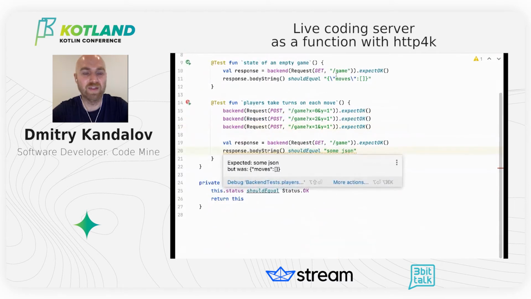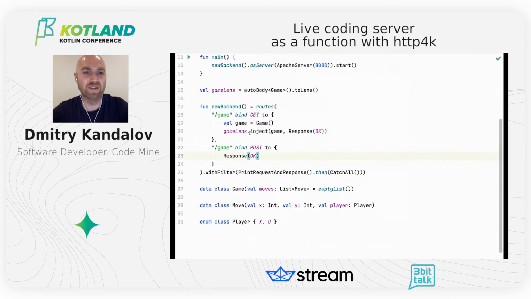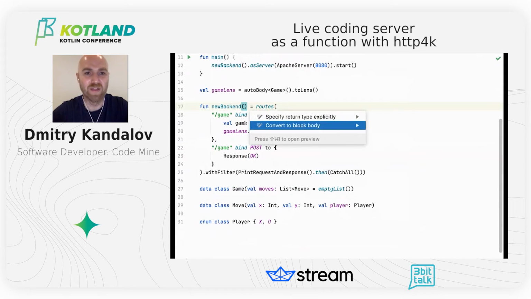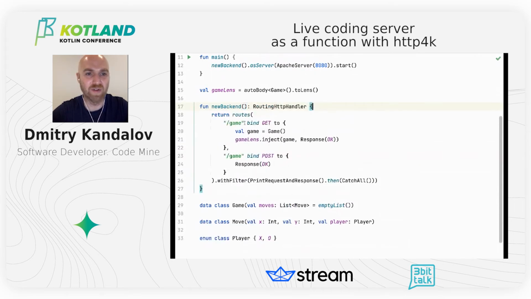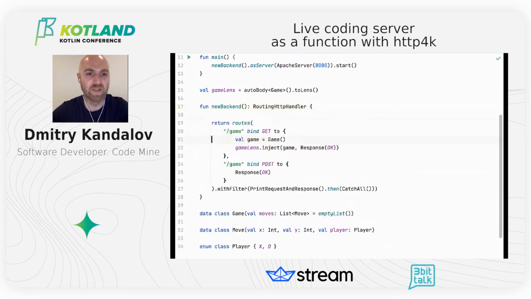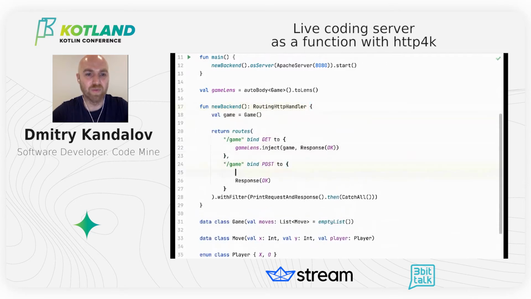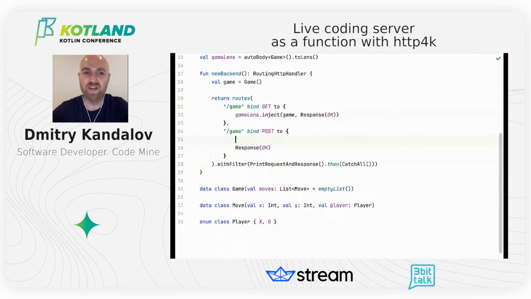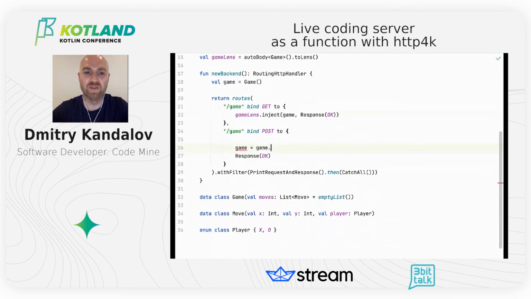And now we see that we expected some JSON, but we got JSON with empty moves. And this makes sense because we are just hard coding this game here. So at this point, we need to create some mutable state. So I'll convert this to block body, the whole function, and I'll move game out. We want something like modifying the game inside here. So something along these lines.